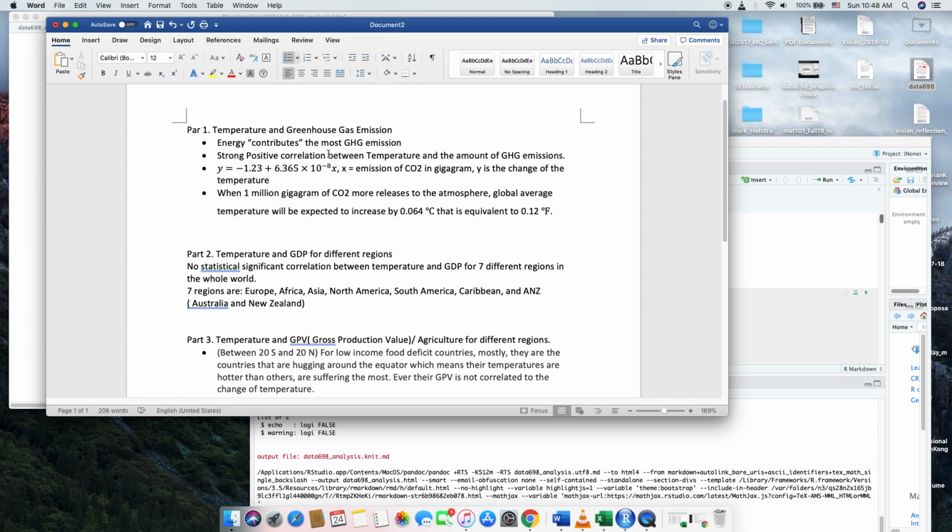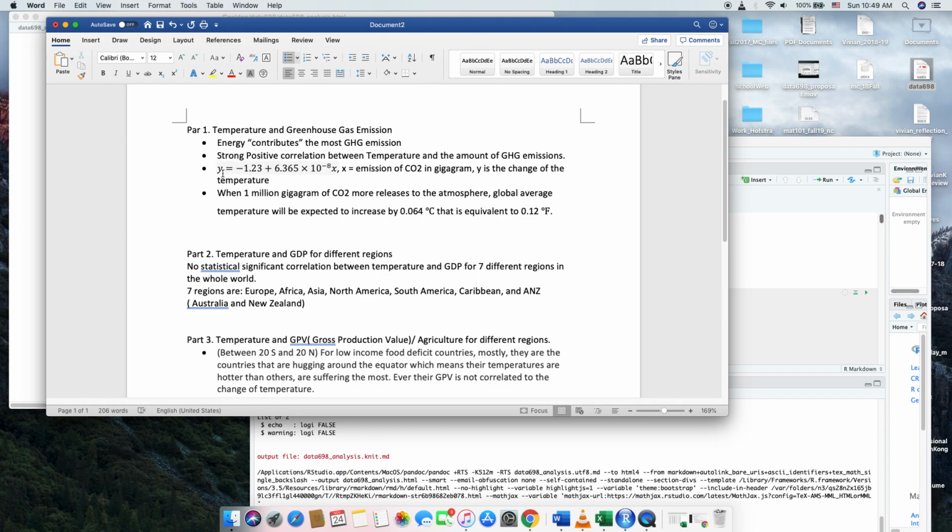Now, in this case, I find that there are a few bullet points I want to point out. The first thing here is energy contributes the most greenhouse gas emission. The second thing here is there is a strong positive correlation between temperature and the amount of greenhouse gas emissions, and it is mainly correlated to the carbon dioxide emissions. The correlation coefficient, I believe, is around 0.7.